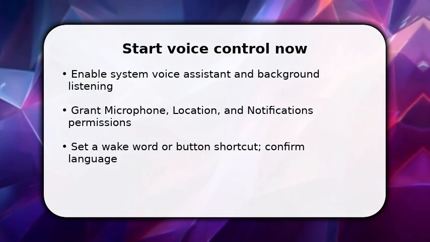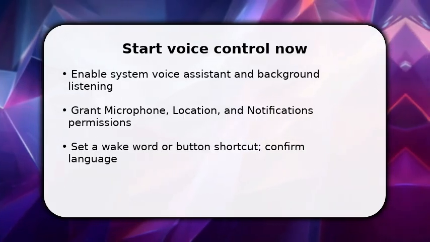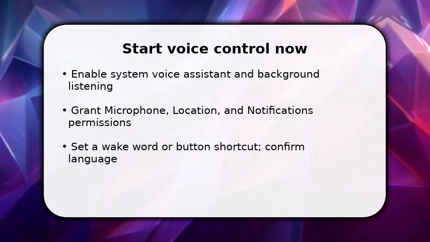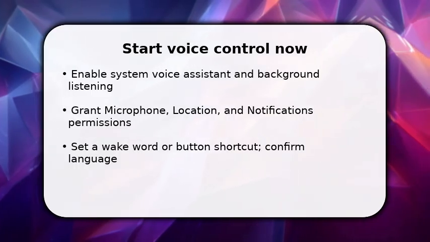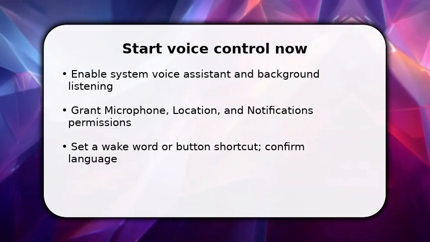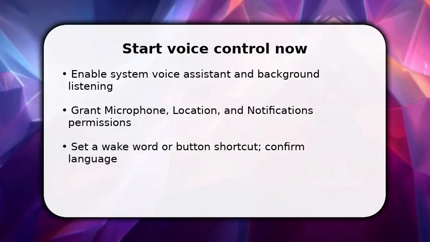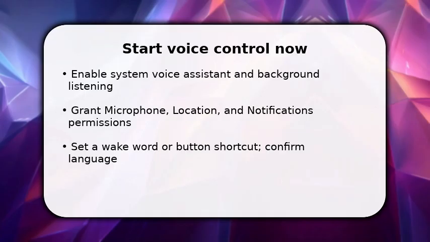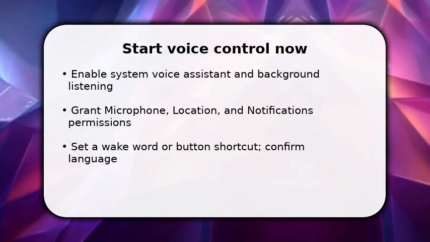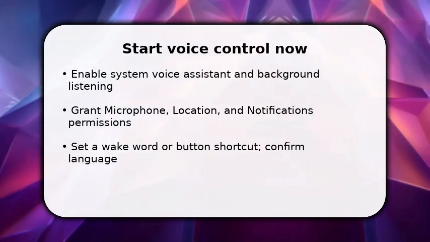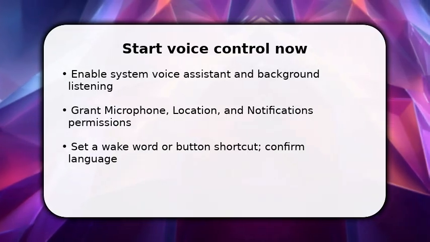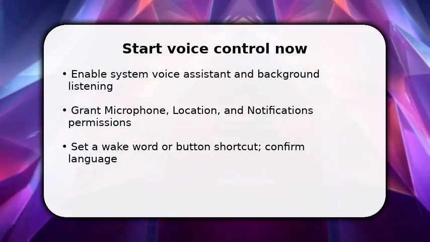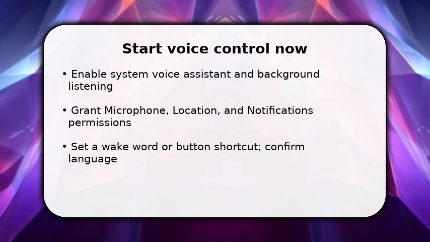You begin by turning on the phone's voice assistant and granting microphone plus any location or notification permissions it requests. Once done, set a clear wake word or a physical shortcut and choose the language that matches your speech. Make sure your microphone is unobstructed and at typical speaking distance. This reduces false triggers. You should test a simple command like "call mom" immediately so you confirm audio permissions, and wake response before moving to integrations and custom commands.